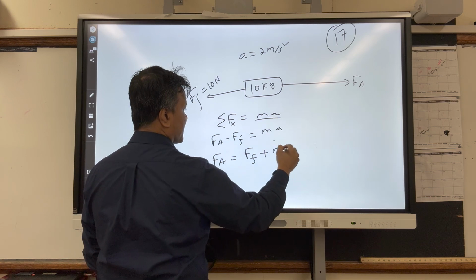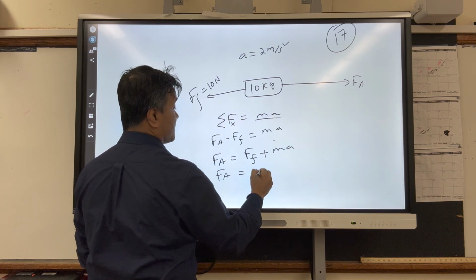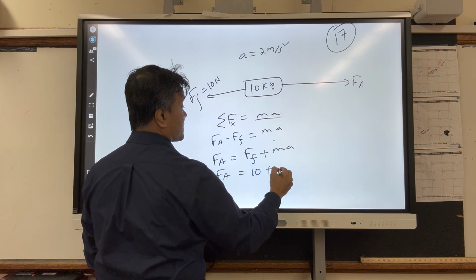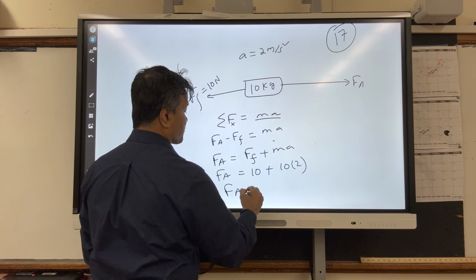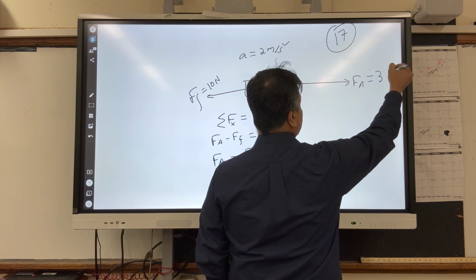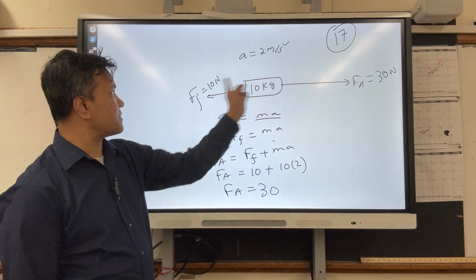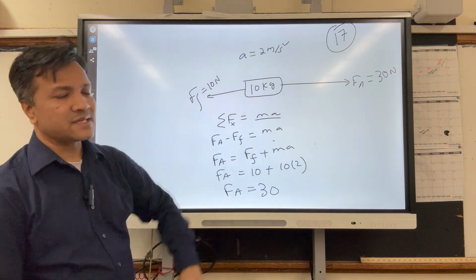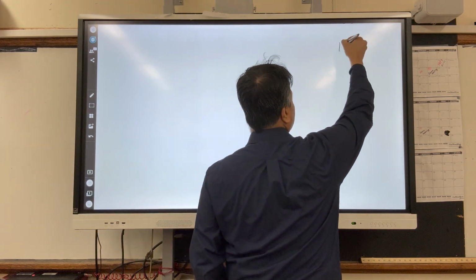F_f plus ma. So F_a is equal to F_f, which is how much? 10 plus m is 10 times 2. So F_a is 30, so this is actually 30 Newton. Okay, so 30 minus 10 is 20, 20 divided by 10 is 2. Problem 18 is solved many times.